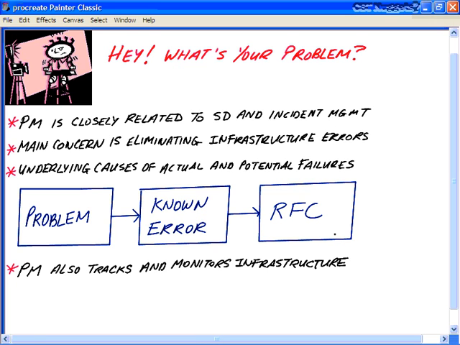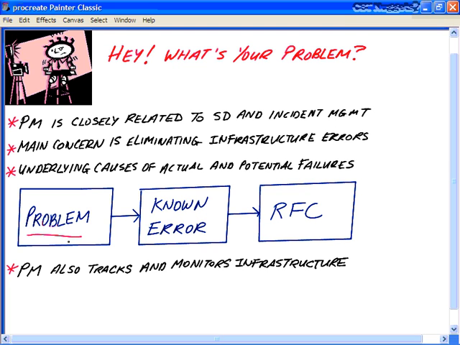Now, when we talk about problem management, we're really talking about 3 different definitions that relate to one another. First of all, you have your problem, and a problem is defined as an undesirable situation, an indication of unknown root cause, one or more existing or potential incidents imminent. That's a problem, typically an infrastructure issue.